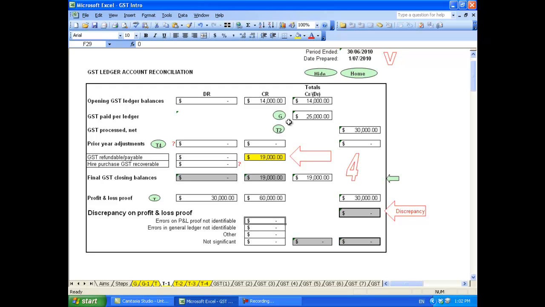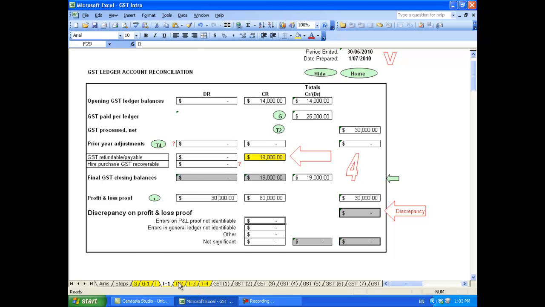The ledger figure is worked out by taking the opening GST payable or refundable, adding the GST paid in the ledger, and taking off the GST closing liability as per the ledger to get the net GST processed. Any difference between these two numbers is a discrepancy or an unknown, a difference that has to be explained. That's the fourth step.